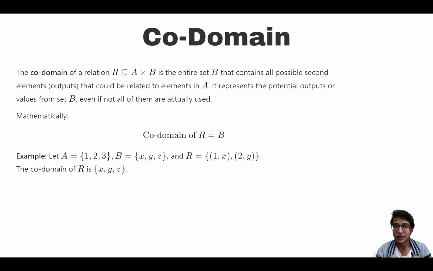Now it doesn't matter whether they have been mapped in my relation or not. Here also you can see A is 1, 2, 3, B is x, y, z. My relation is (1, x), (2, y). Still my codomain would become x, y, z. All values of set B are taken as my codomain. So here also you can see codomain of R is B.